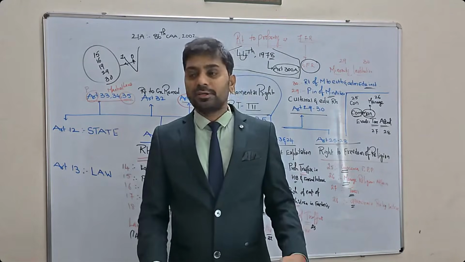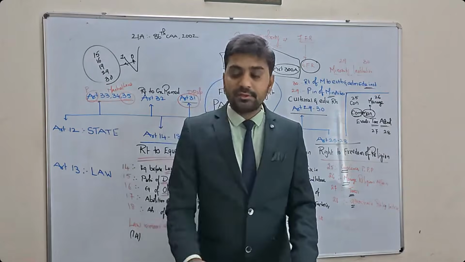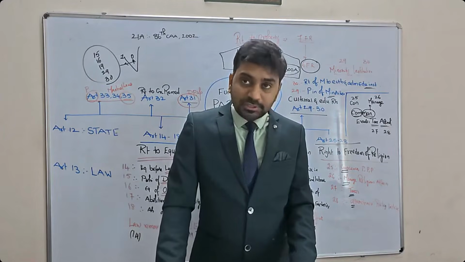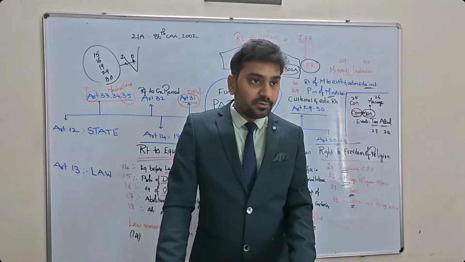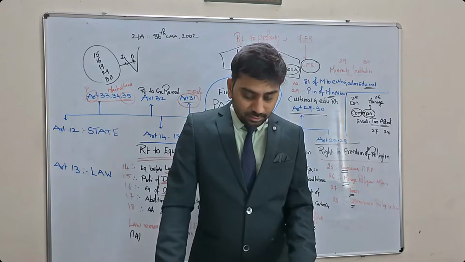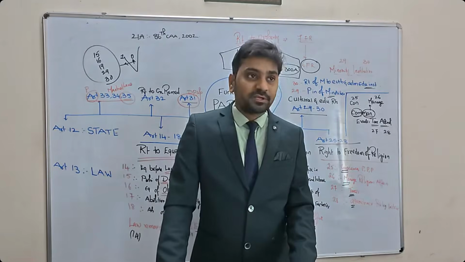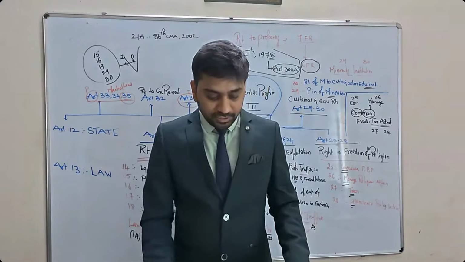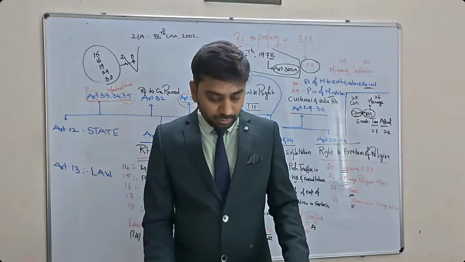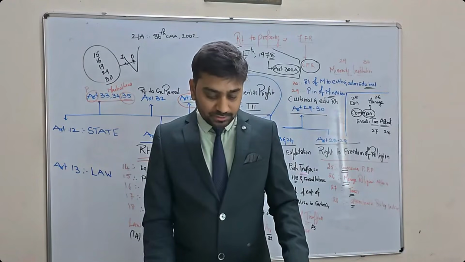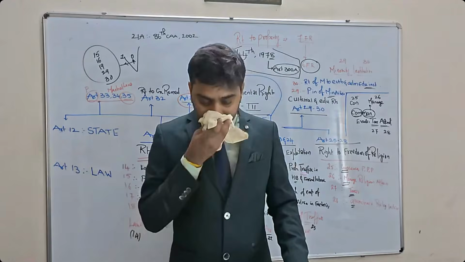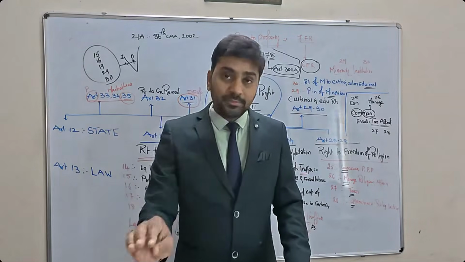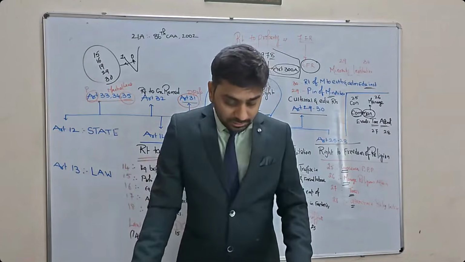No need to underline the next points, just have a look. Points 9, 10, 11. Point 9 says the scope of operation is limited by Article 31A, saving of certain laws; 31B, validation of certain acts and regulations included in the 9th Schedule; Article 31C, saving of certain laws giving effect to certain directive principles of state policy. These are certain limitations. Next is 33.